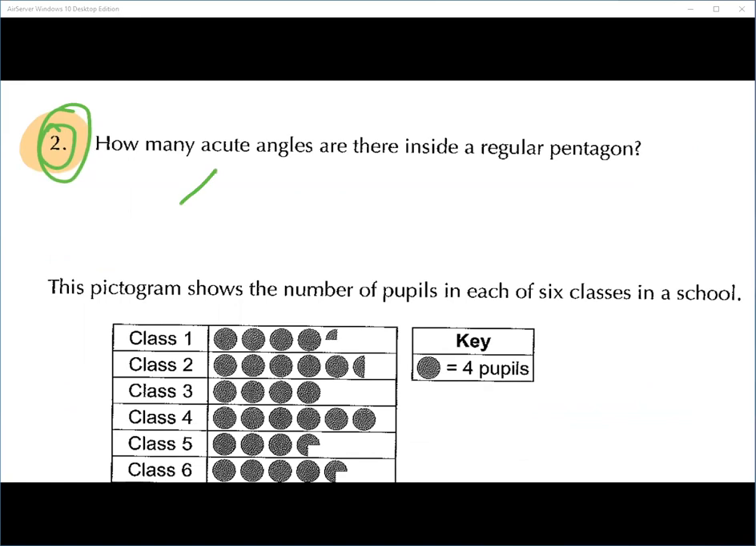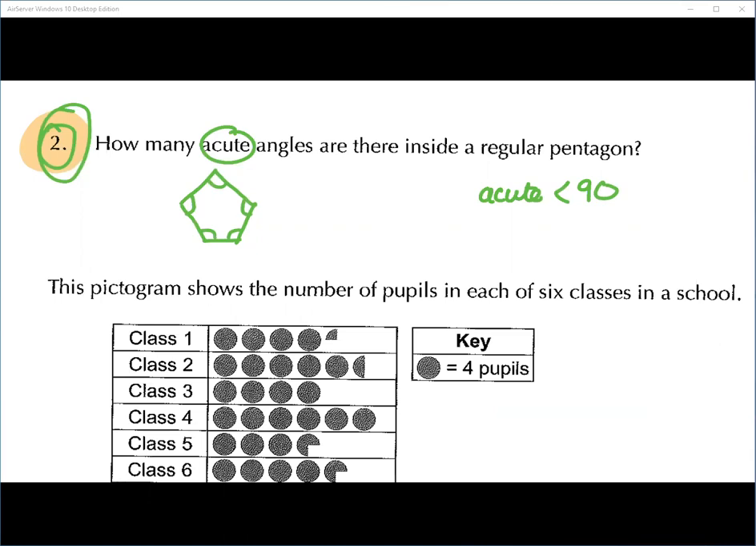How many acute angles are there inside a regular hexagon? Okay, what's an acute angle? I just mentioned them earlier. What's acute mean? An angle below 90 degrees. Now, these angles here, are they below 90 degrees? That's what you have to think about.